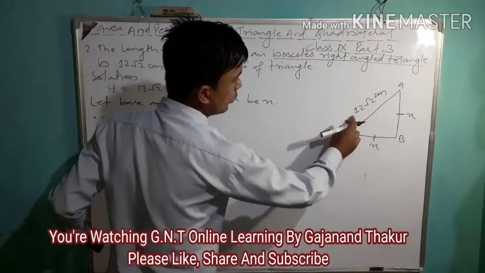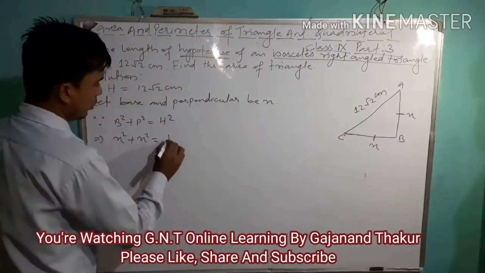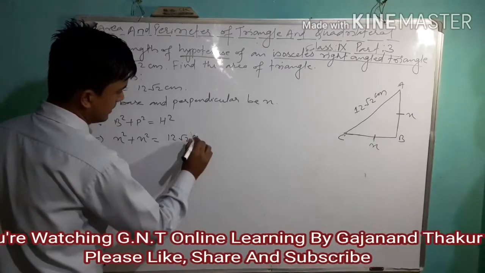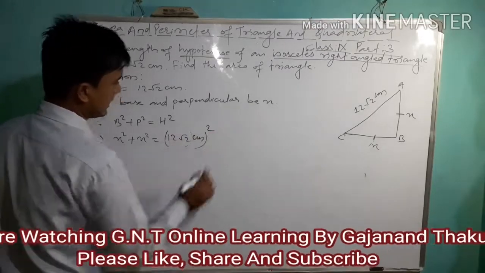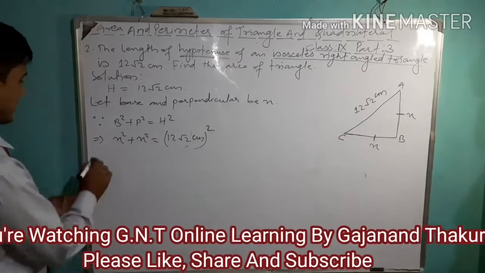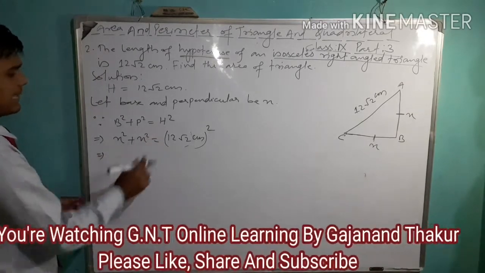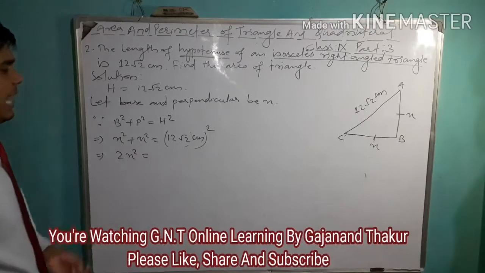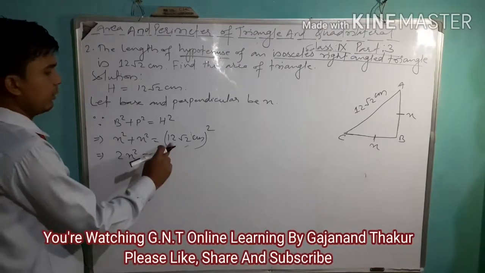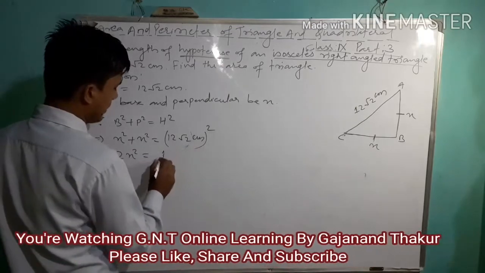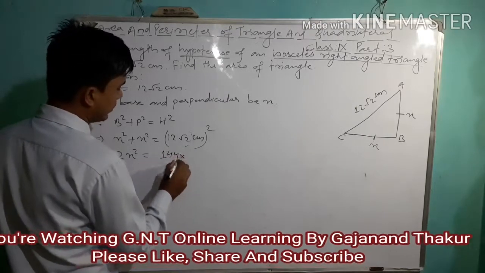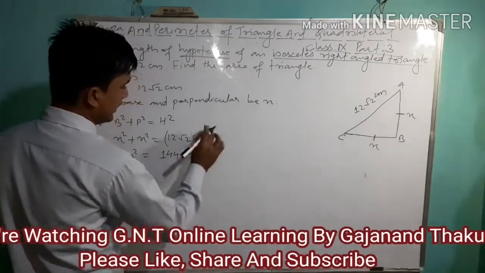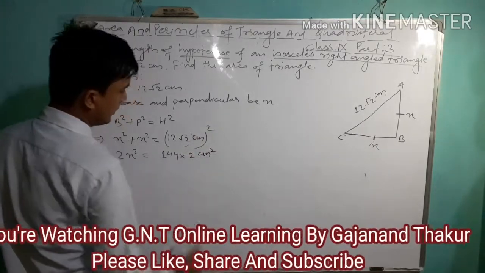equals the hypotenuse, which is 12 root 2 centimeters, squared. Now x square plus x square gives 2x square. And 12 square is 144, into root 2 square. Root 2 square is only 2. Then we have centimeter square.